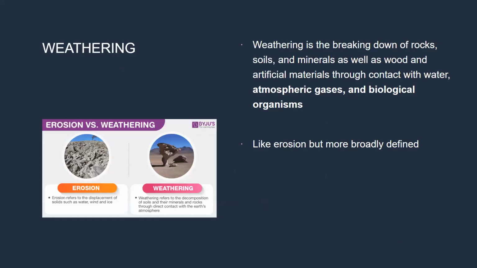Okie dokie. Next, we have weathering. Weathering is the breaking down of rocks, soils, and minerals, as well as wood and artificial materials through contact with water, atmospheric gases, and biological organisms. This is like erosion, but more broadly defined. It's more just material getting smaller and smaller, through broader processes like atmospheric gases and biological organisms. So this could possibly even be wind.